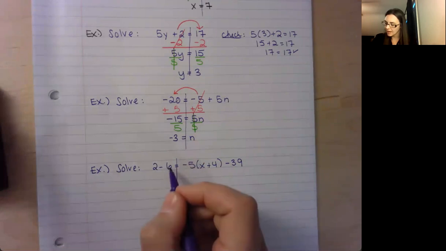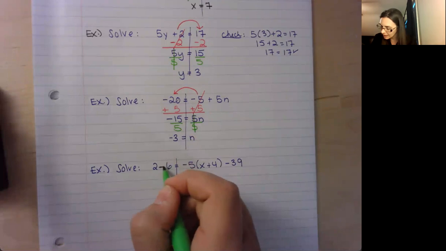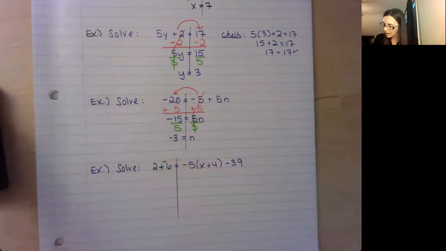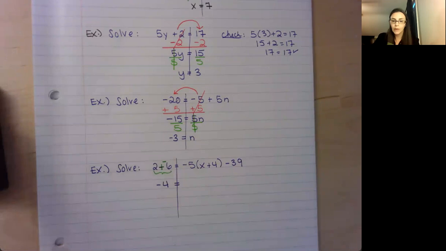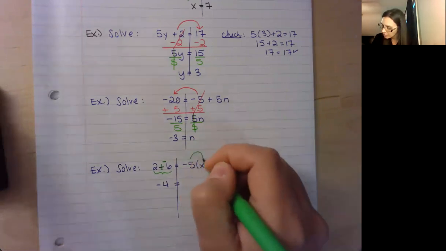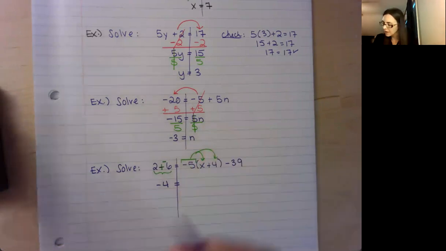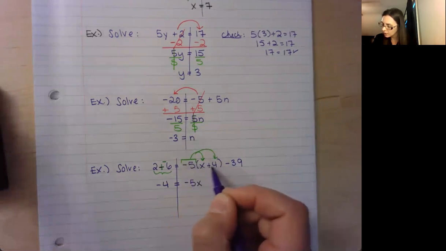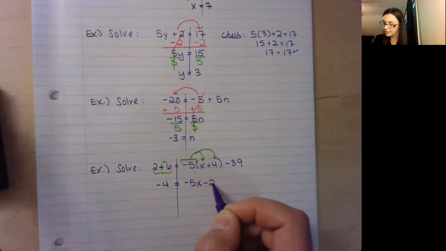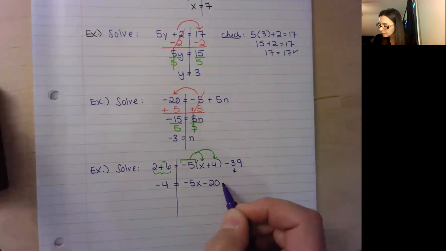So notice here on the left side, just looking at the left side first, I do see subtraction, so I'm going to make this adding a negative 6. And I can go ahead and simplify that, right? 2 plus negative 6 is negative 4. So I'm going to clean that up. On the right side, I do see the distributive property. So I'm going to take that -5 and multiply it throughout. -5 times x is -5x. And -5 times +4 is going to be a -20 or a plus -20. That's fine. I'm going to bring down that -39.